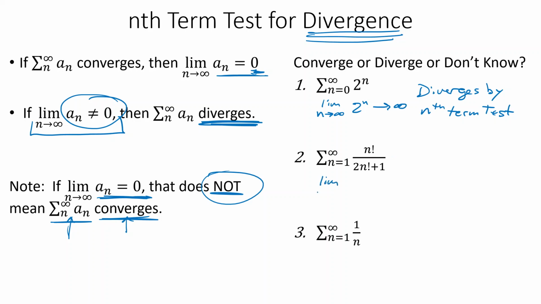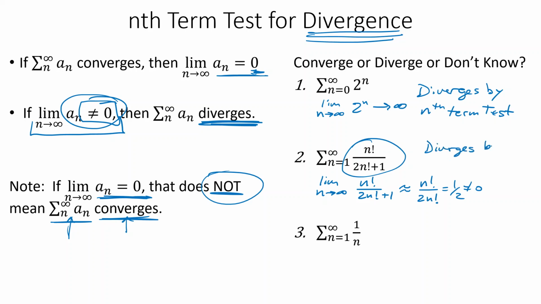If we take the limit as n goes to infinity of n factorial over 2n factorial plus 1, this plus 1 is not going to matter when we're going to n factorial. So we'll have n factorial over 2n factorial. The n factorials will cancel. We'll get 1/2. So the limit of this sequence is 1/2, but that just means that this limit is not 0. That means at the end of this, we'll keep adding 1/2s over and over and over again, which means it diverges by the nth term test.